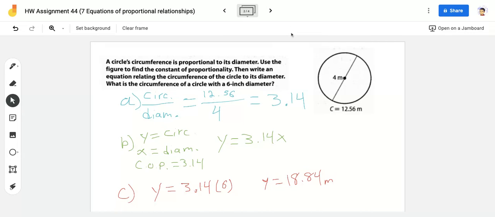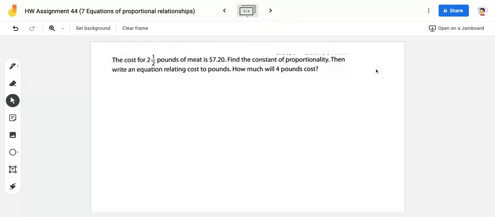All right, so everything that I did. First, I found the constant of proportionality. Then, we created an equation for a proportional relationship. Finally, we solved the problem with that equation. All right, let's see one more example. The cost of 2.5 pounds of meat is $7.20. Find the constant of proportionality. Write an equation relating cost to pounds. How much will 4 pounds cost?